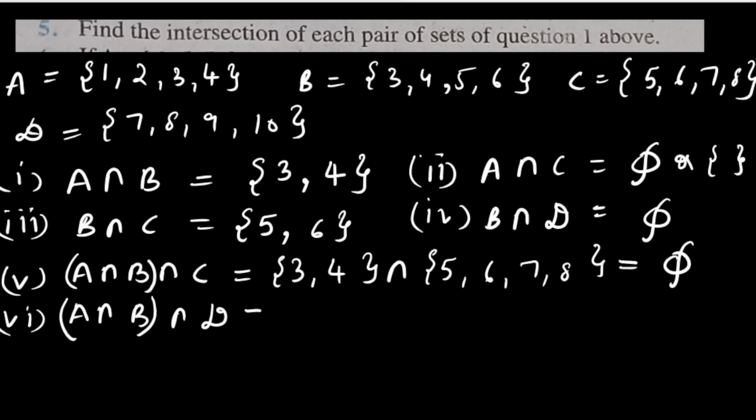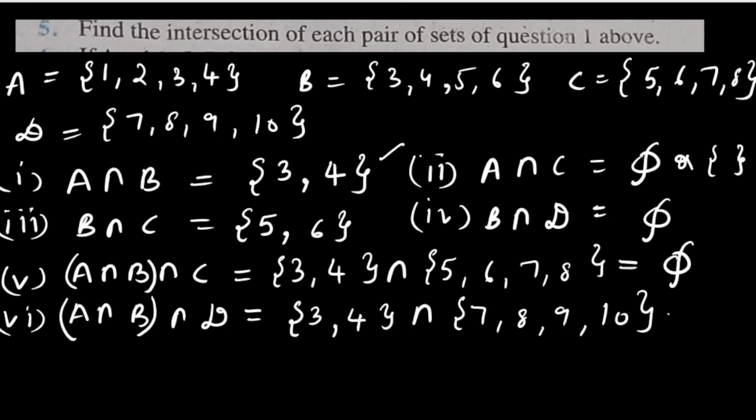So A intersection B, again I am writing in brackets, and it's in intersection with set D. A intersection B we have already found in part 1, which is {3, 4}. Its intersection with set D. Set D is {7, 8, 9, 10}. Here also you can see nothing is common, that means this is also equal to the empty set.